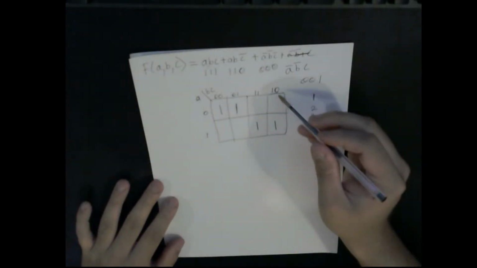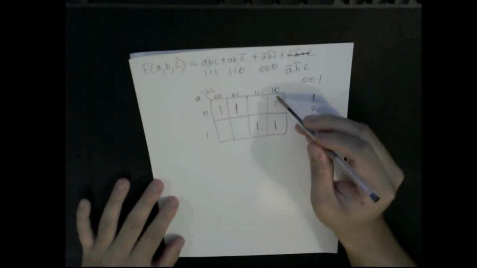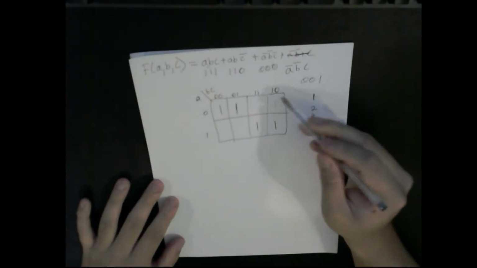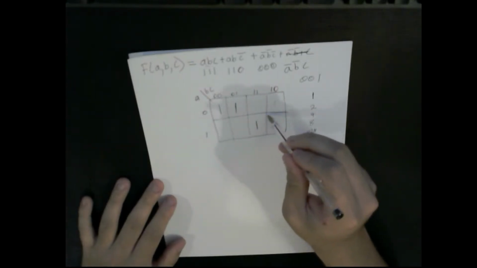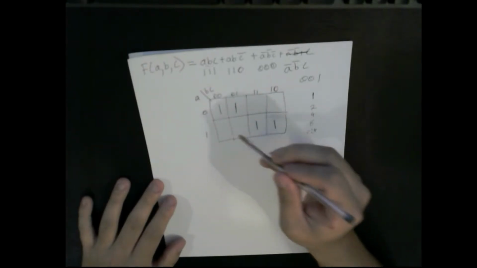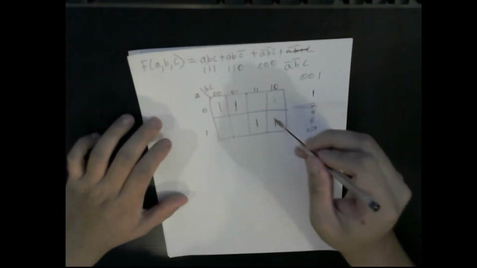So the rules are you can't make groups diagonally. So if I have a 1 here, I couldn't do it like this, right? That wouldn't make sense. I can only do them horizontally or vertically. If I had all 1s here, I could circle all of them. And if you had some 1s on this side, I can also wrap around the sides, up and down on this K-map.